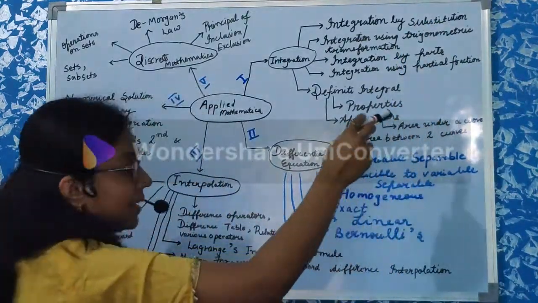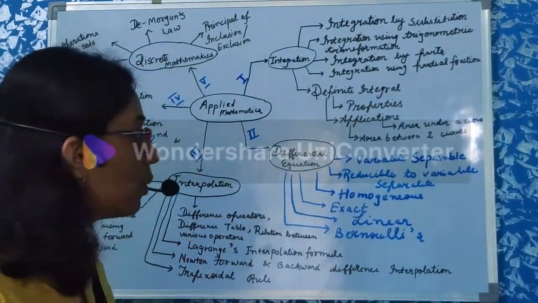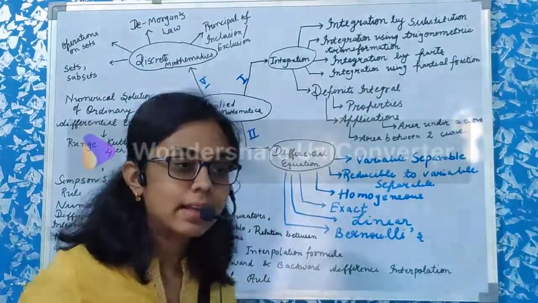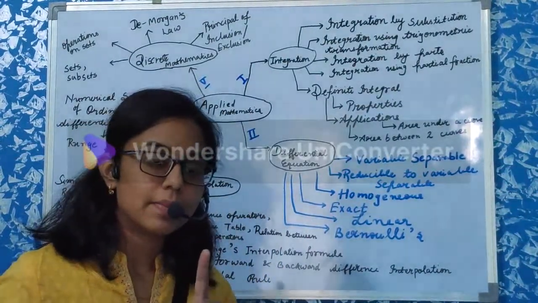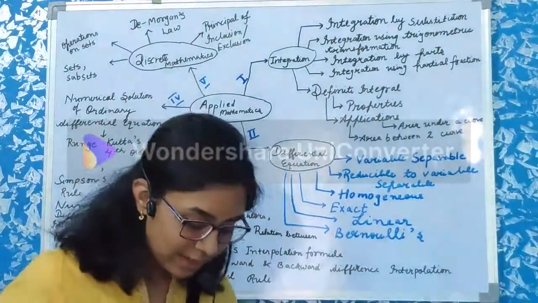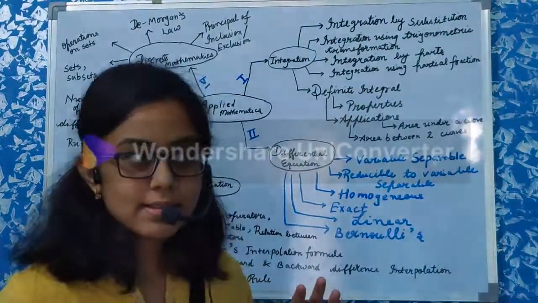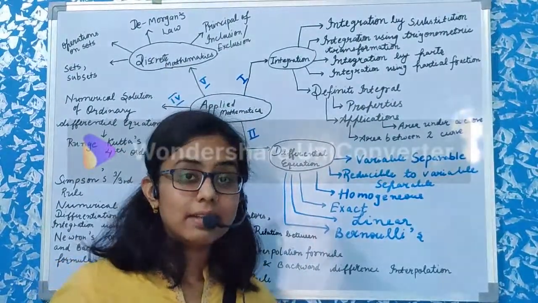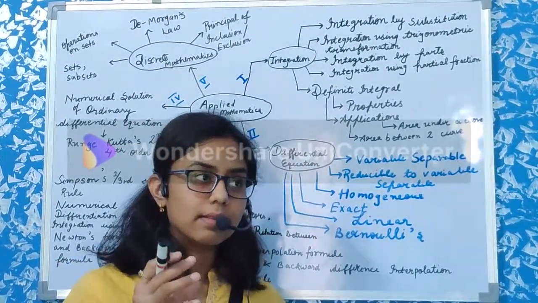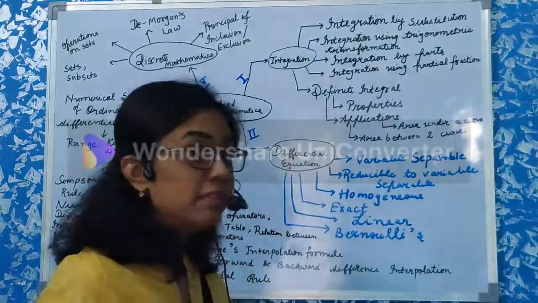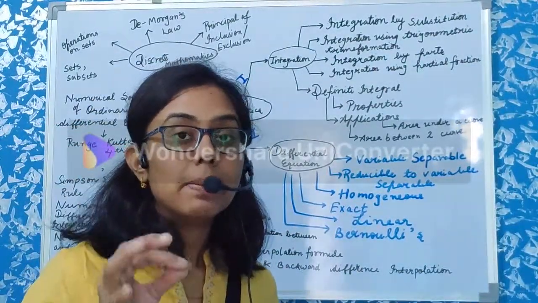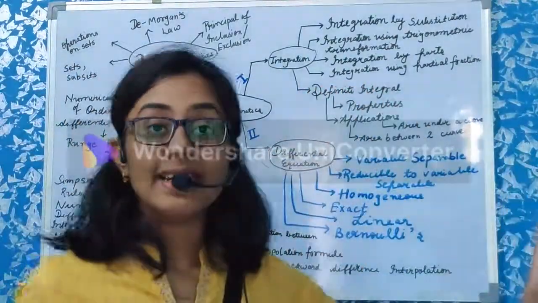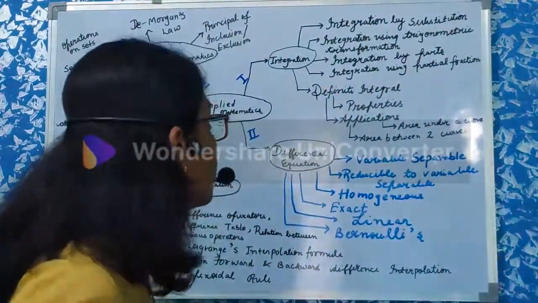The second part of integration is definite integral. Now, what is the difference between indefinite integral and definite integral? Basically, the difference is just one. In indefinite integral, when you calculate the solution, it is of the generalized form. But in definite integral, when you calculate the solution, it's a particular solution, where you apply limits and find the particular solution. So this is the only basic difference between indefinite integral and definite integral.